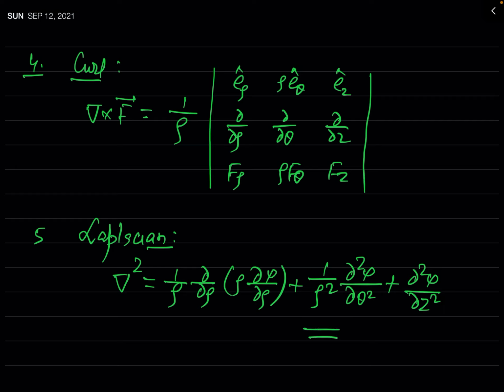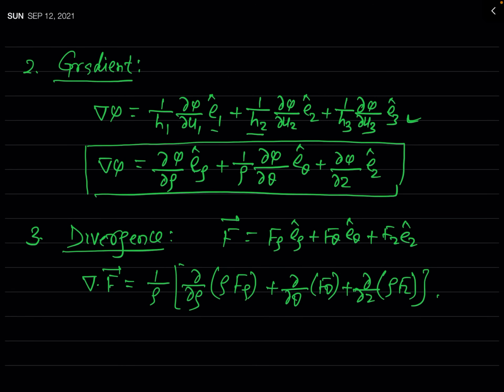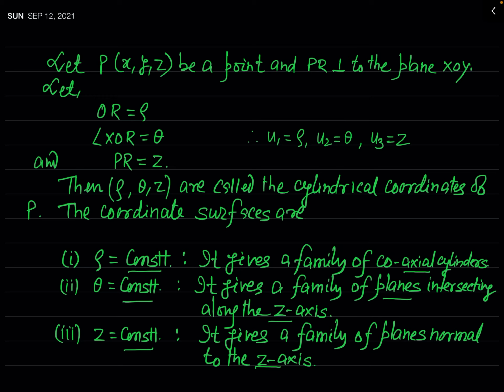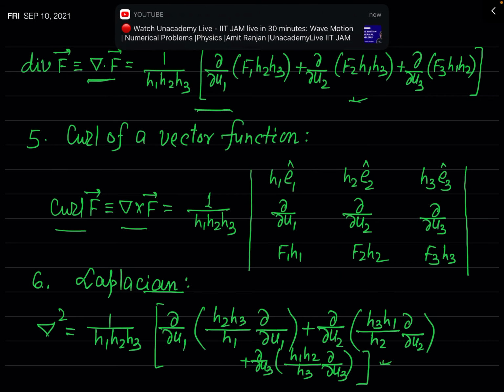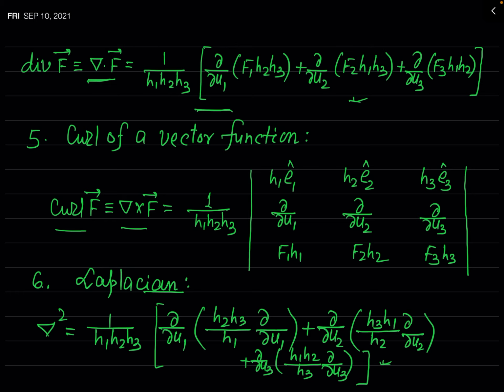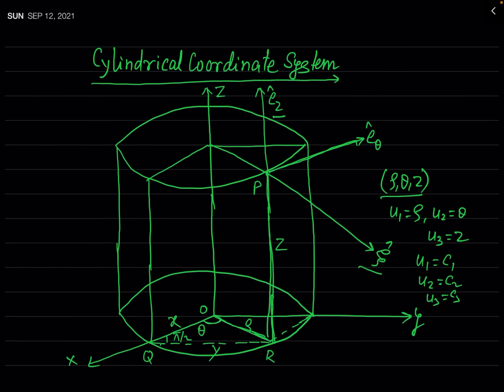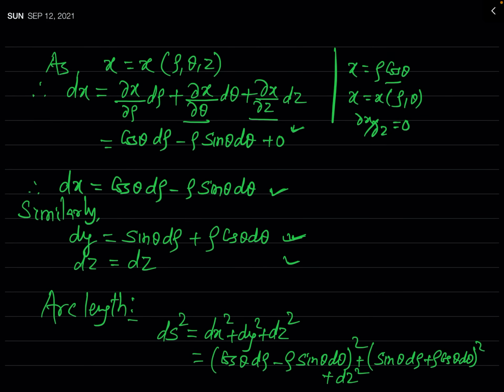Actually, I have written all these things directly, but you can check all these expressions from the general expression which I have mentioned here, and you should apply the concept of the cylindrical coordinate system for which h1, h2 and h3 are actually 1, rho and 1, and u1, u2, u3 will be replaced by rho, theta and z, and f1, f2, f3 will be replaced by F rho, F theta and Fz. So you can check all these results from the general results.